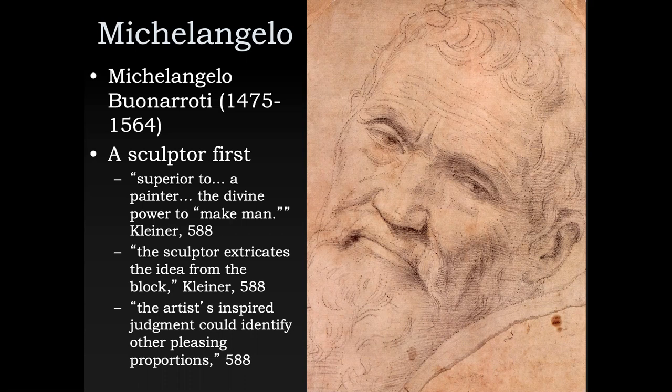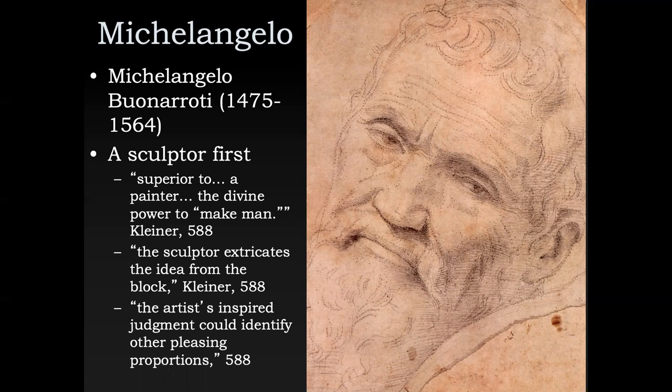He said that sculpture was superior to painting because it illustrates the divine power to make man. So in a way, this could be that connection that humans have that's special, it was believed at the time, to God or angels or whatnot, to be able to create. And there's something to that, like humans are literally more creative than other animals. So the sculptor extricates the idea from the block. So he's using sculpture where he's carving. He's starting with something and taking away to create what we see.